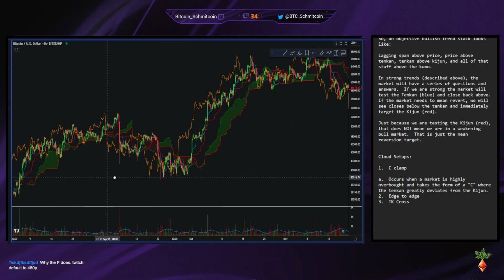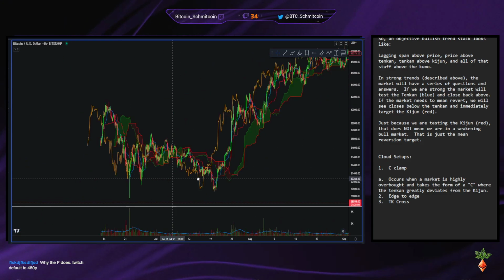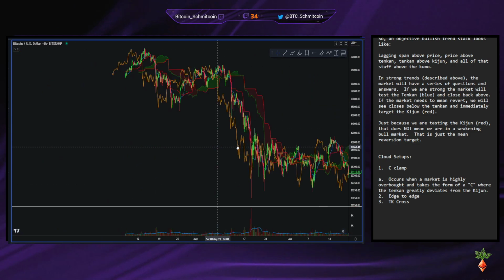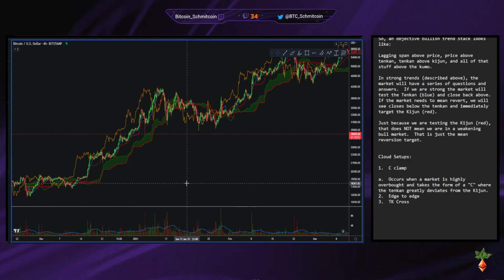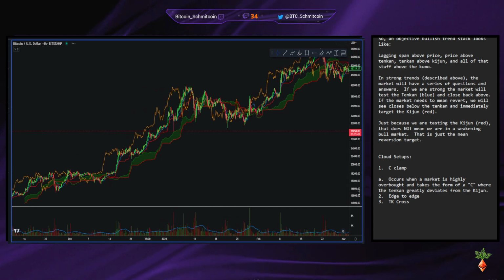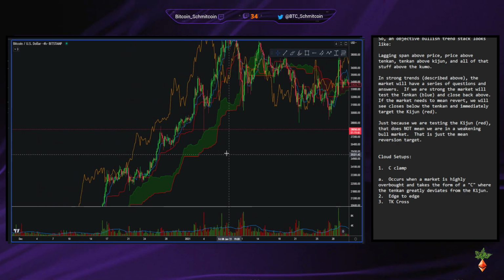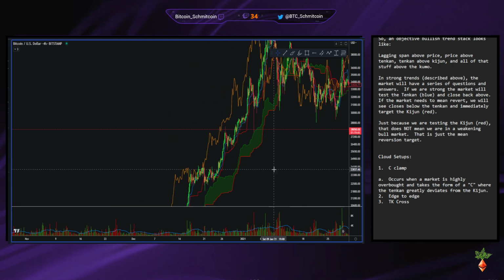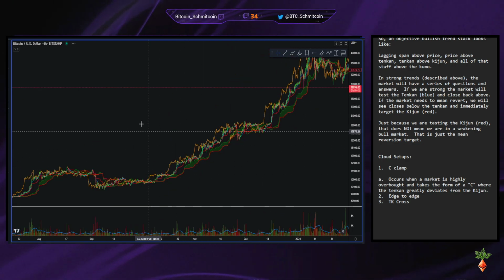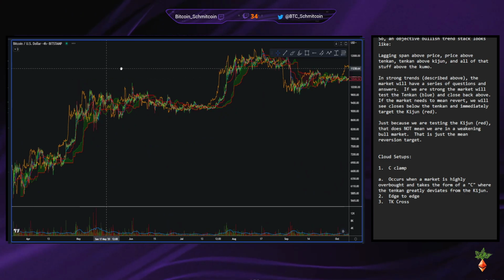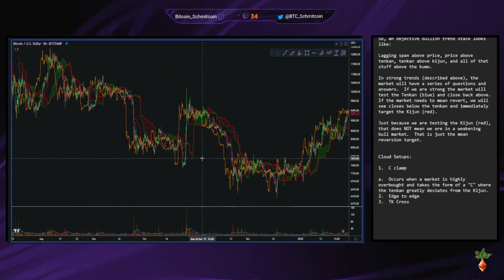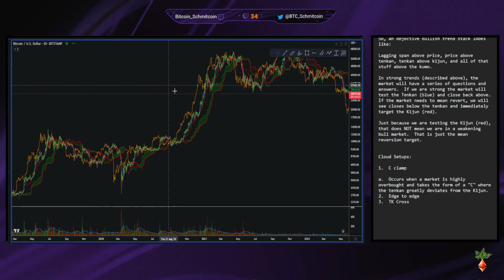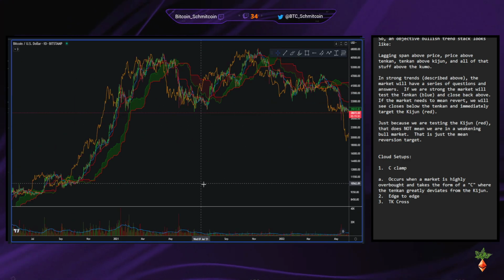I'm trying to find some. I'm surprised I can't find any examples here. Boom. So here's one that kind of played out, but it blew through it. Let's see if I can find a clean one. Sorry, guys. Thought this would be easier to find. So you can see that these setups are not super common, but when they happen, they're really reliable.